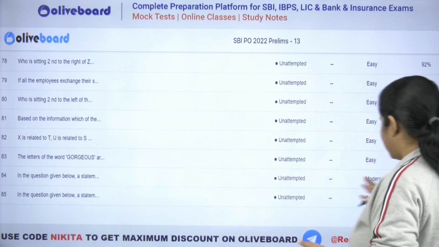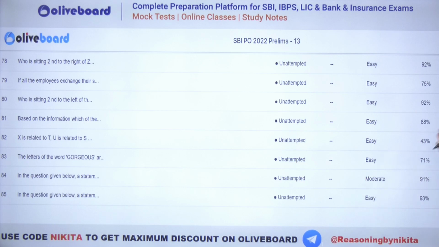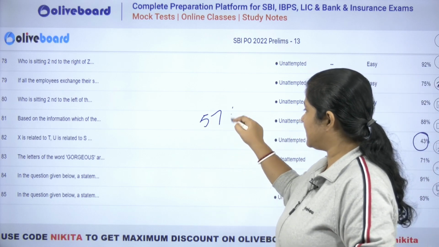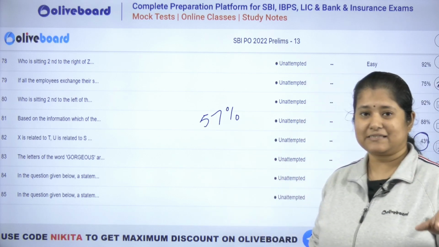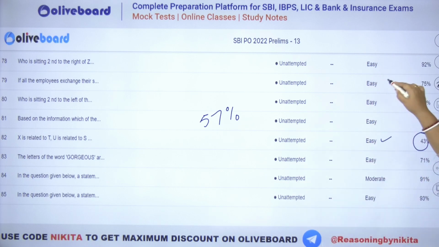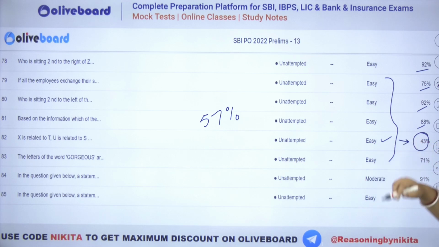You can see here that only 43% of us answered this right. So here you can see only 43% of us have given the right answer. That means 57% of us gave the wrong answers. Now this does not mean that the question was on the difficult side, because you can see this is an easy question and this is the complete set, right? 5 questions. Now you can see 92% here, 75 here, 92, 88, but 43 in this particular question.